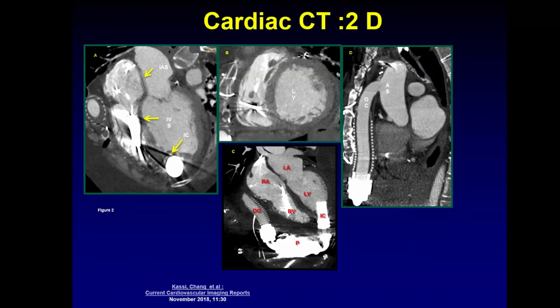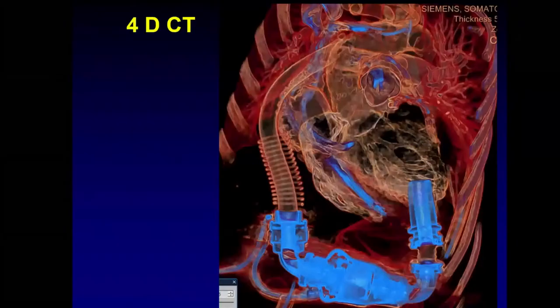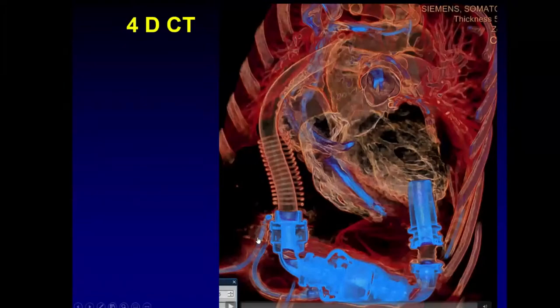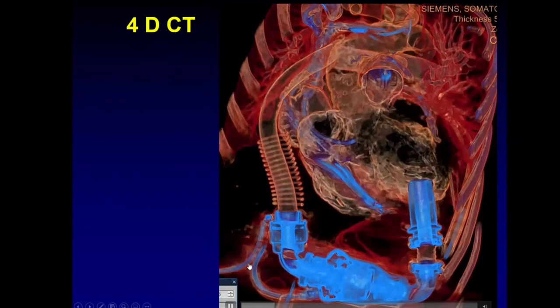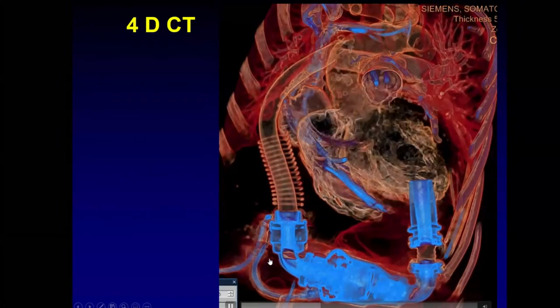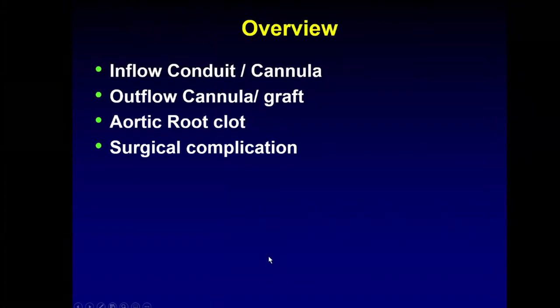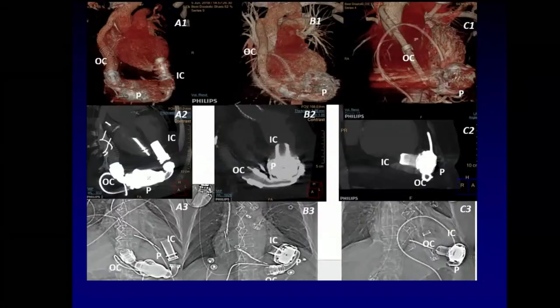We use CT because it allows us to do 2D visualization, 3D visualization, and also 4D visualization, which you can see here. You can see the movement in 3D, and it sometimes could be useful for the surgeon for procedural planning. So I want to go through quickly the different components of the LVAD and the potential complications that CT will be helpful in detecting and help manage the patient.